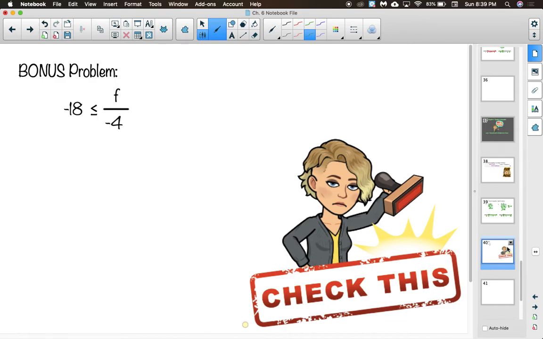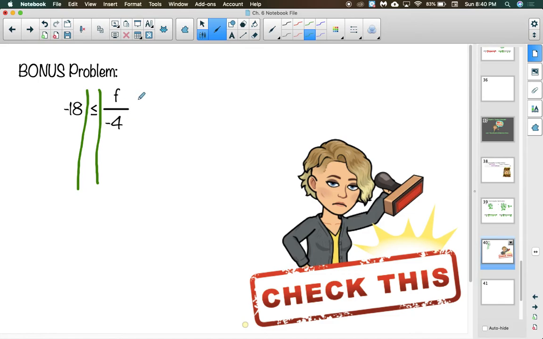This is not in your notes. If I were you, I would just find a place to put this problem. This problem is a doozy because you're flipping signs all over the place. Let's just take a look. So this problem says negative 18 is less than or equal to f divided by -4. So I need to focus my attention over here to get that f isolated, and to do that, I need to use the inverse operation.